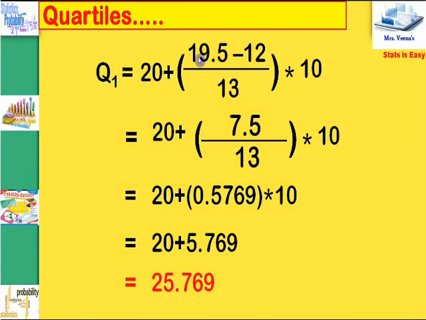20 plus (19.5 minus 12) divided by 13 into 10. Solve this bracket first. This subtraction is 7.5, divided by 13 is 0.5769, into 10 is 5.769. Addition is 25.769. So Q1 is 25.769.